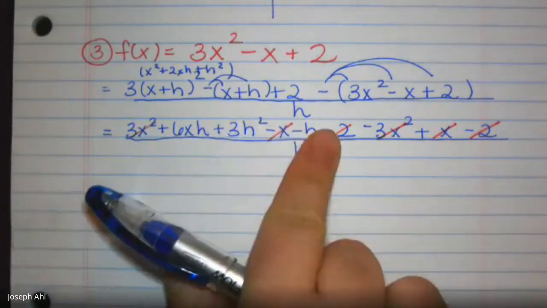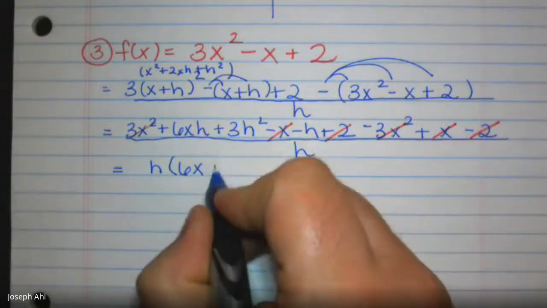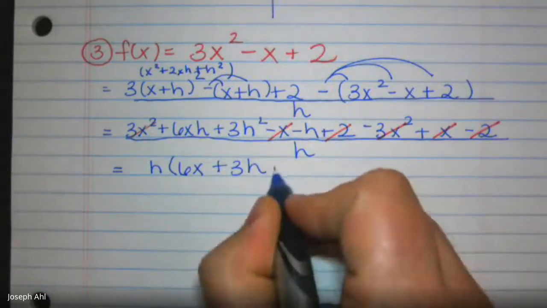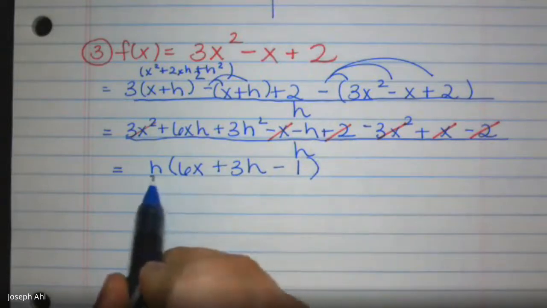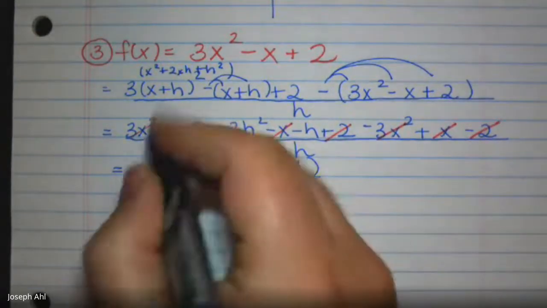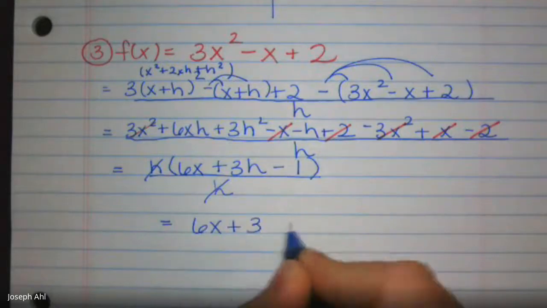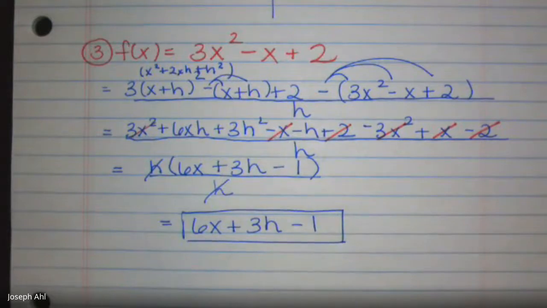So I'm okay if at this stage you take out an h as a GCF, so that leaves me with 6x plus 3. Now you just have one h there. And when you take h from h, you have to put minus 1 at the end. That's kind of an important step. Okay, all over h. And if you took out that GCF correctly, you're essentially done, aren't you? Because those h's cancel, and your final answer is 6x plus 3h minus 1. So that would be what the difference quotient looks like for the function 3x squared minus x plus 2.